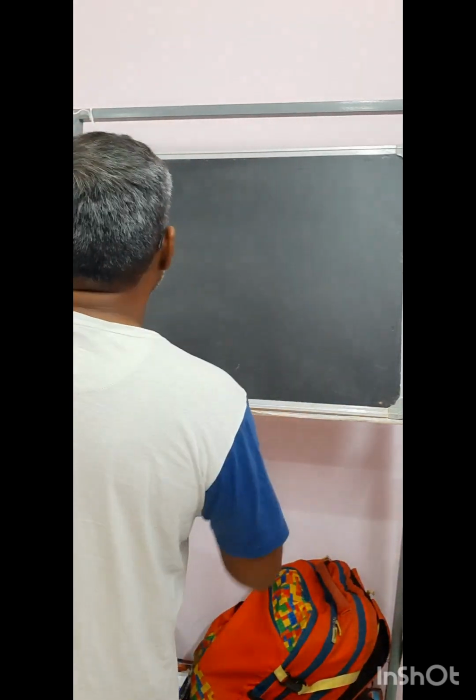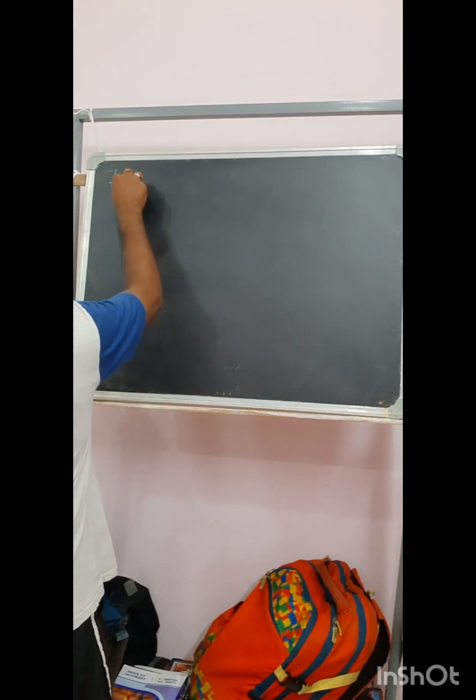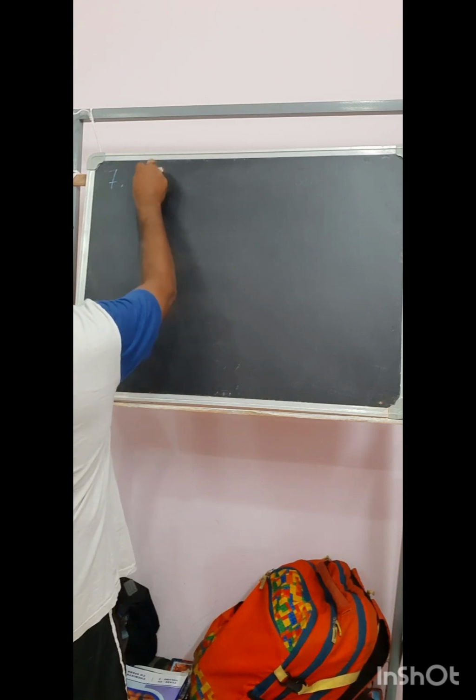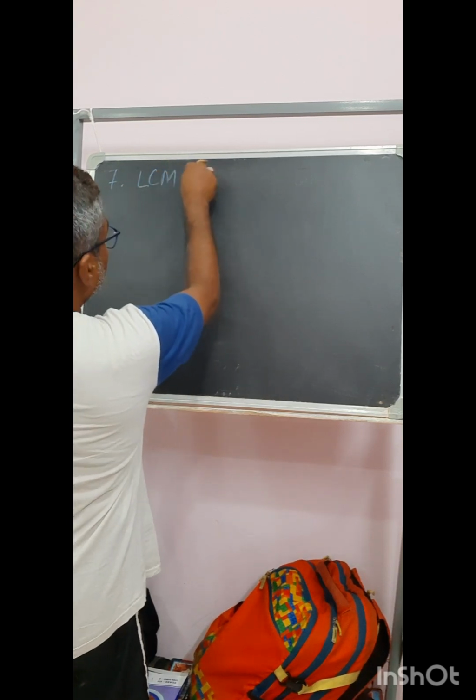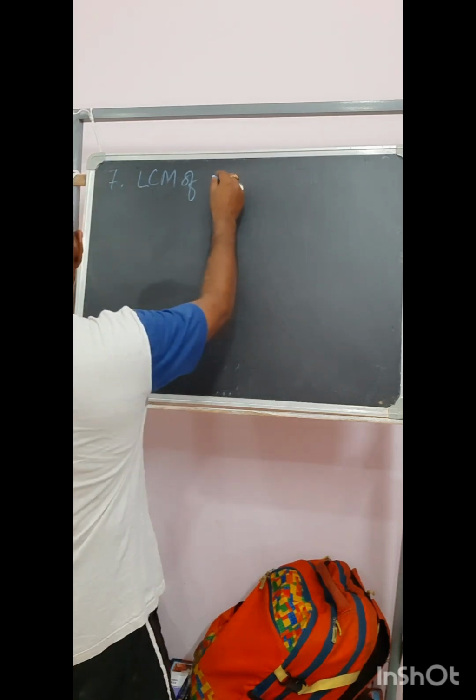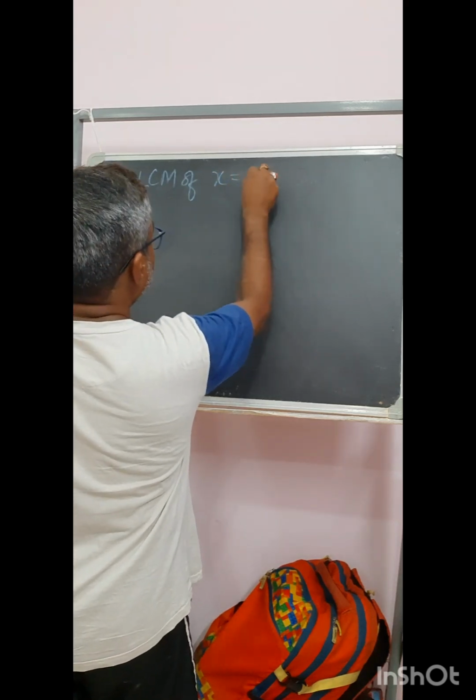In the previous video I showed the problems up to the sixth one on number theory. So now I will start from the seventh problem. The seventh problem says: find the LCM of two numbers given with their prime factors.